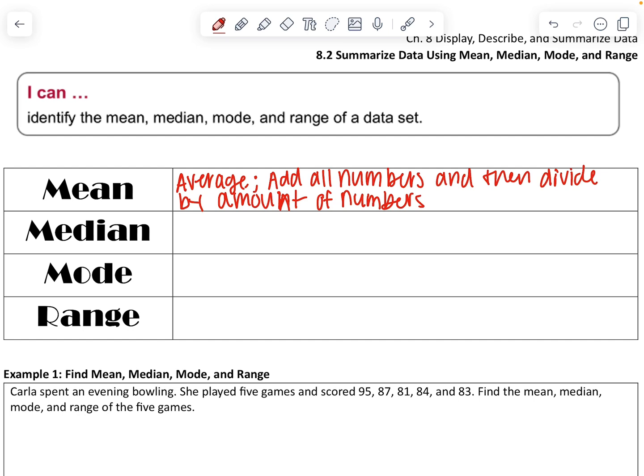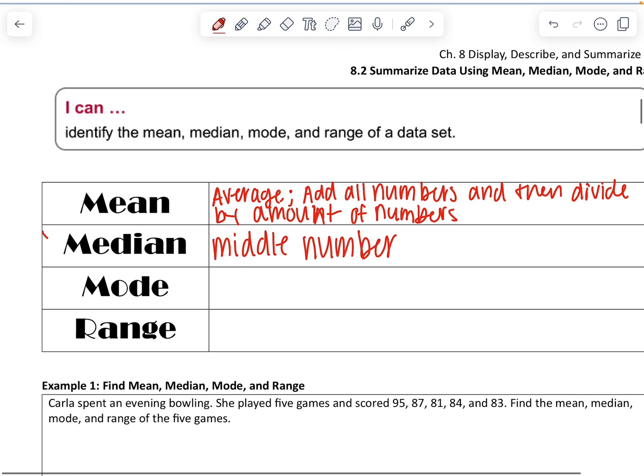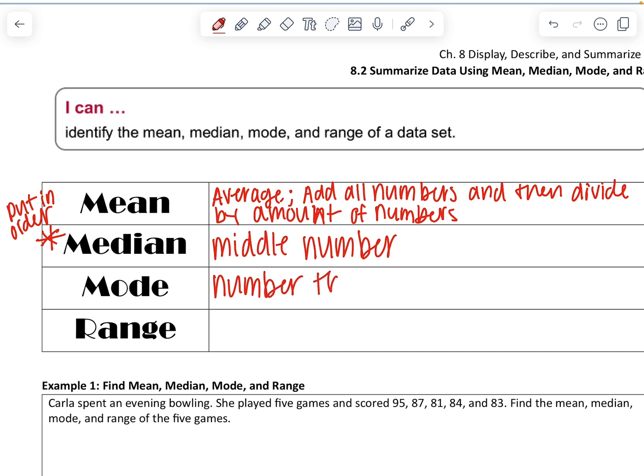Median is the middle number. I'm going to put an asterisk by it, because that means you have to put the numbers in order from least to greatest. You can't get the middle number without putting them in order from least to greatest.